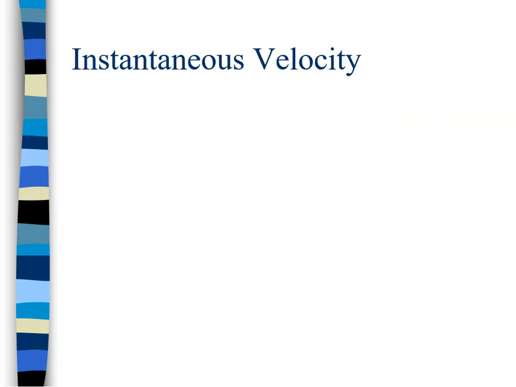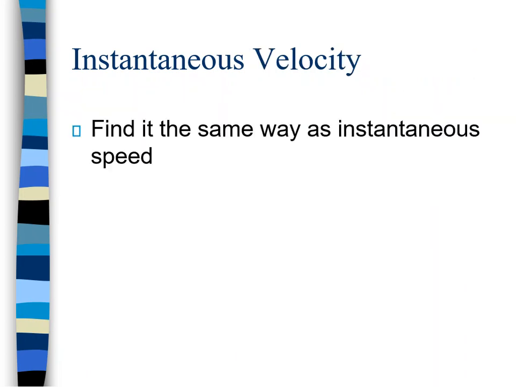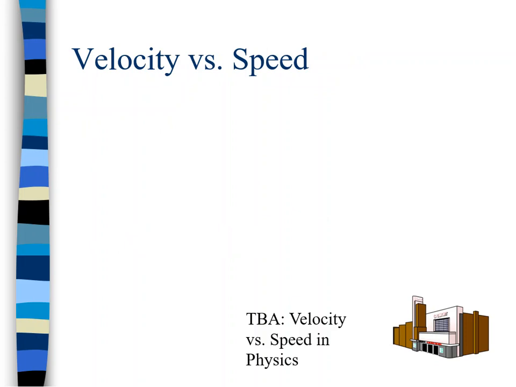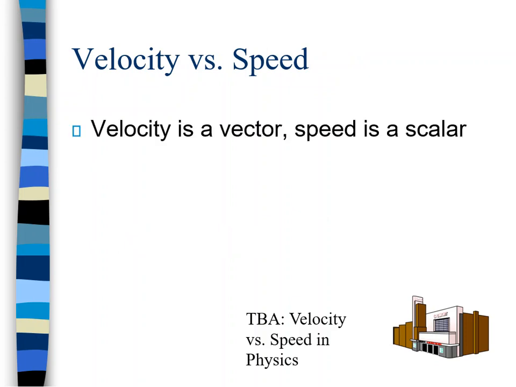Okay, all right. Instantaneous velocity is basically the same idea as the way we find instantaneous speed. Delta D for displacement divided by time as time approaches zero. We're not actually doing limits, but it's just the idea of a very, very short time interval. In fact, the magnitude of instantaneous velocity is going to equal the instantaneous speed. So, okay, that's cool. All right, so let's make sure we understand velocity versus speed. So, how can we remember the difference?